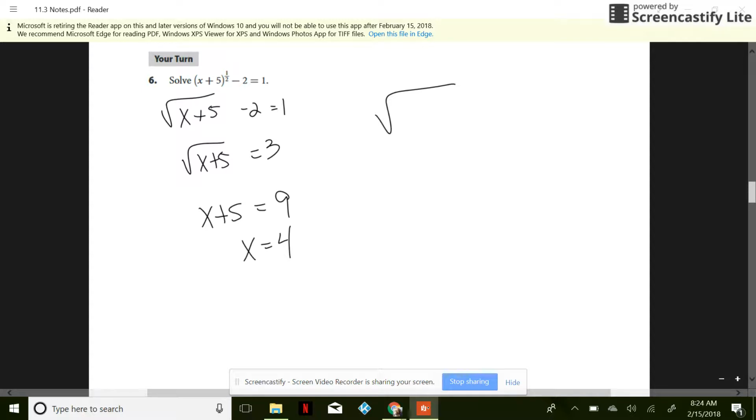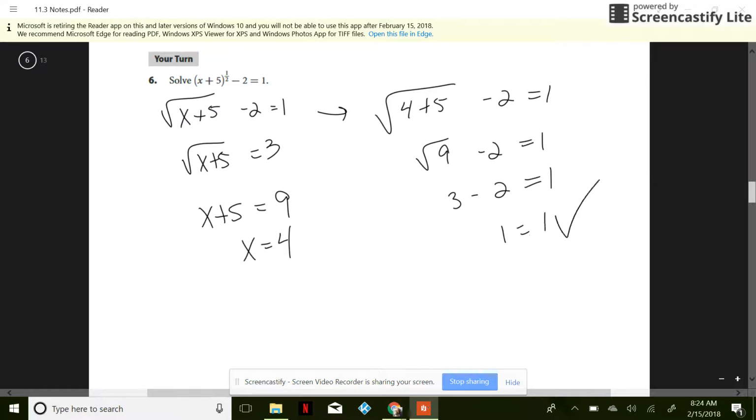So going back to the original problem, that's right here. We'll rewrite it: 4 plus 5 minus 2 is equal to 1. That's the square root of 9 minus 2 is equal to 1, which is 3 minus 2. We get 1 equals 1. So that's a true statement. We're good. That solution works. x equals 4.